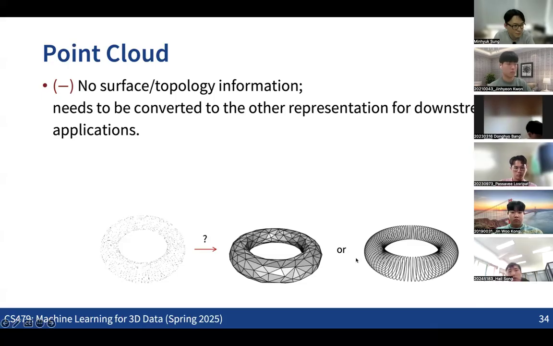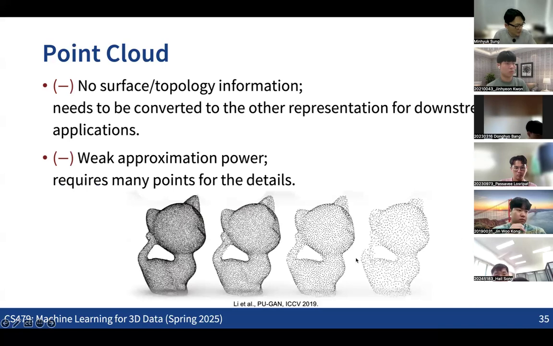And also the downside is that since we do not directly encode the surface information, to capture all the fine details of a given 3D shape we need to have lots of points. If we have very sparse points like this, then it's really hard to capture all the fine details of the given shape. So those are some limitations of the point cloud.